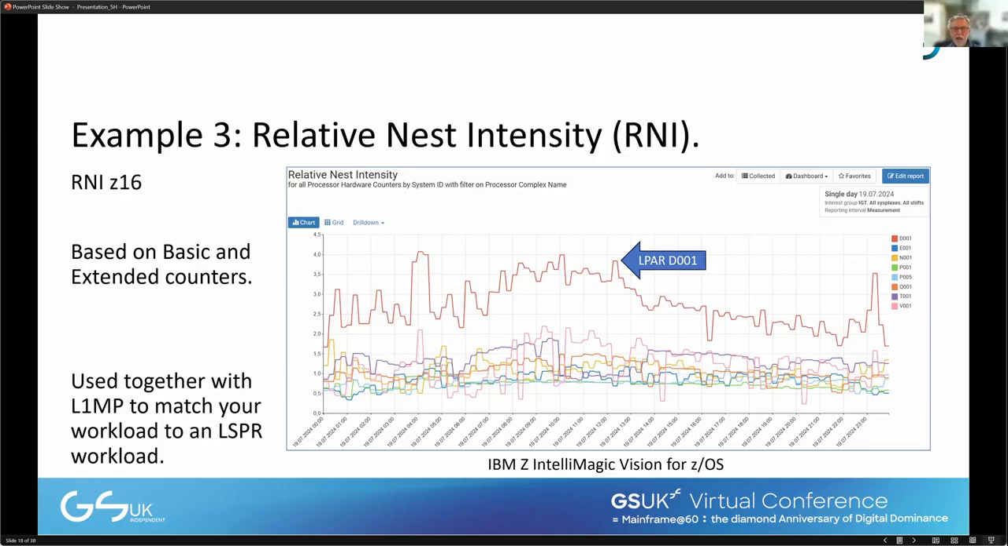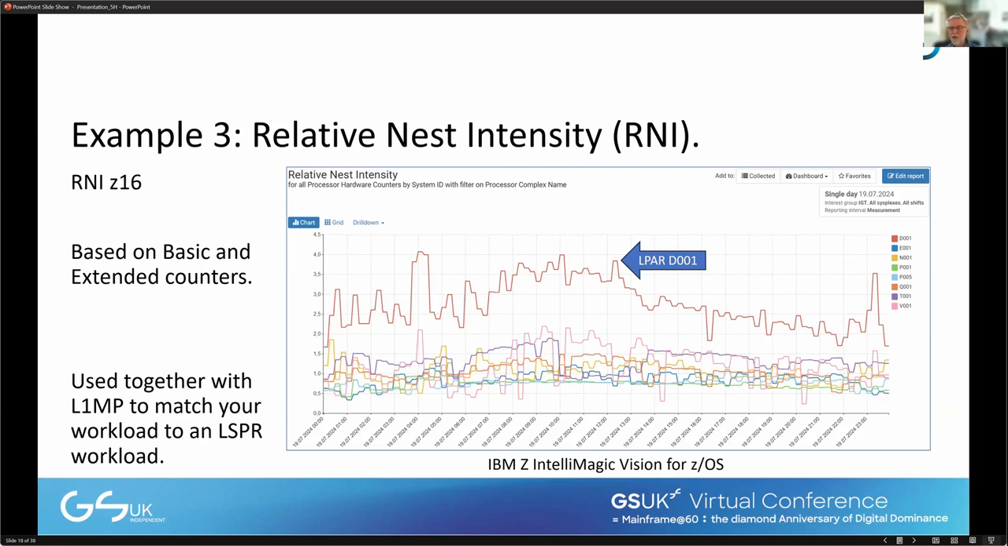Now, the RNI by itself is interesting to observe, but it's not necessarily used to indicate a performance issue. It's used together with the level 1 LM1P to look at the workload in order to match it to the LSPR workload, for purposes of going forward with new hardware acquisition, for example. What is my workload really doing? Is it high, medium, or low, etc.? So that's what the RNI is interesting for.